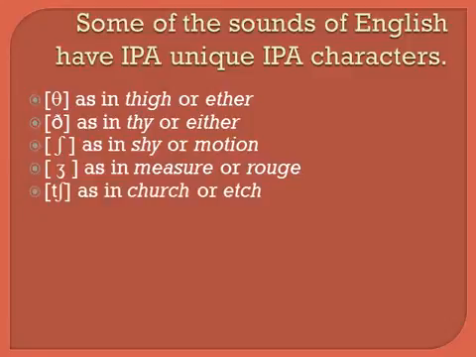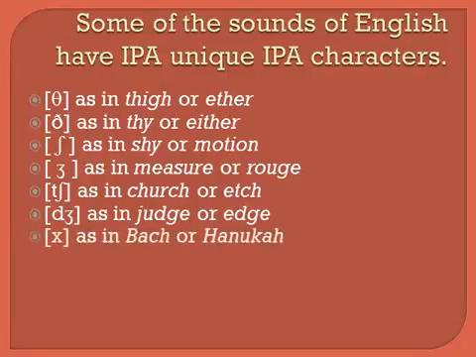Then we have some sounds that are combinations of sounds. If you say t and sh very quickly together, you get what we call the ch sound in English, as in church or etch. Similar to that, but slightly different, is the j sound, as in judge or edge. And again, if you say etch and edge, one right after the other, you can really hear the difference between the ch and the j there.